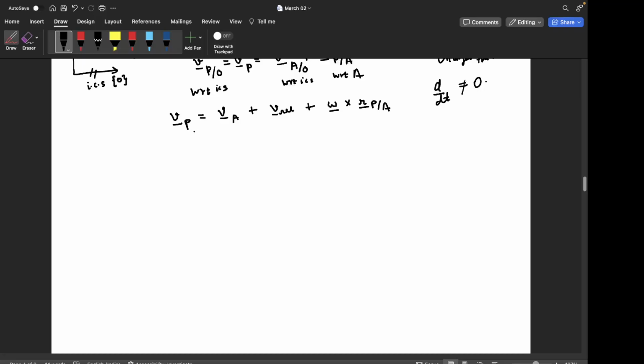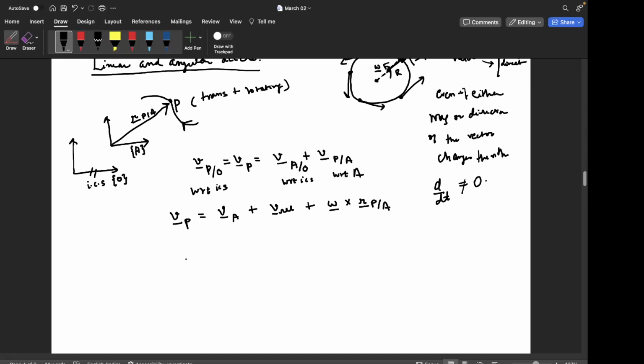So that's the expression of velocity of point P. Now what we do is differentiate it. And here I will spend some time because this is the new thing, and we have to be very much careful while differentiating these quantities. So this is what we are writing. This is the acceleration of point P with respect to ICS.